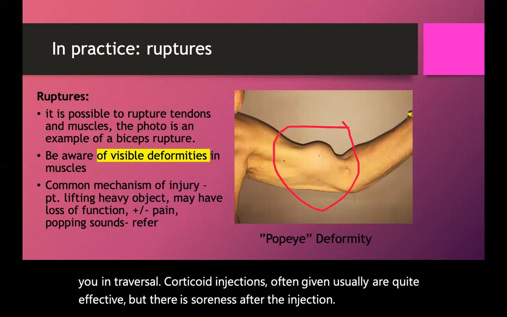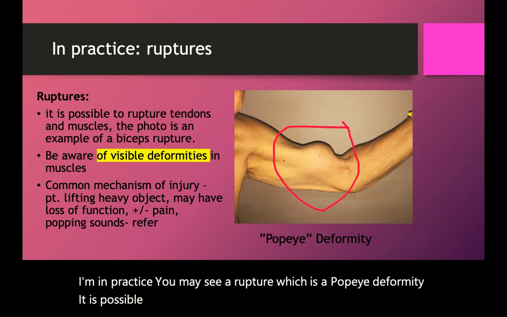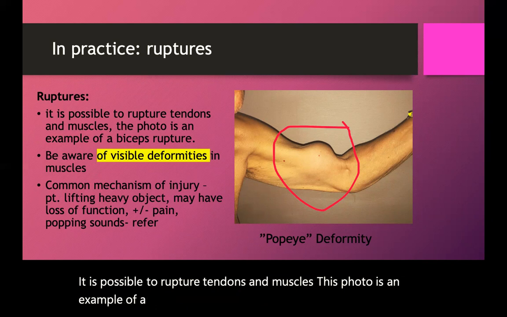Okay, so in practice, you may see a rupture, which is a Popeye deformity. It is possible to rupture tendons and muscles. This photo is an example of a biceps rupture. Be aware of visible deformities in muscles.